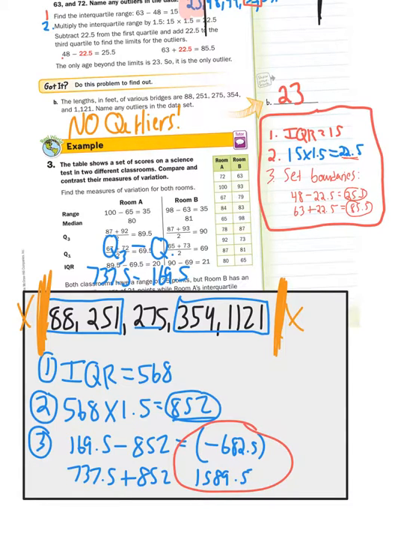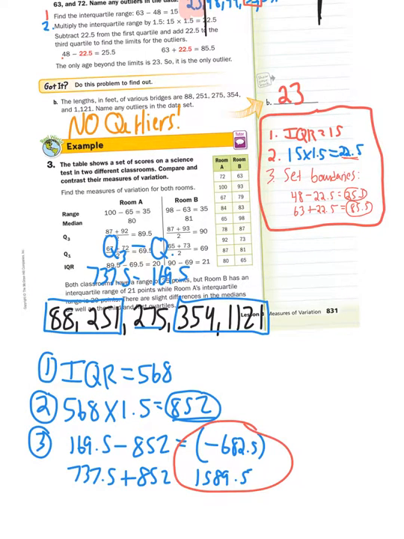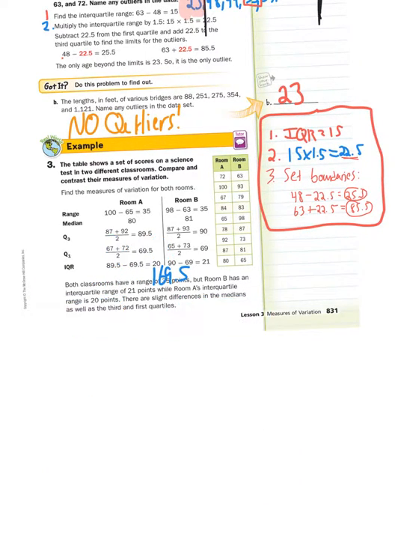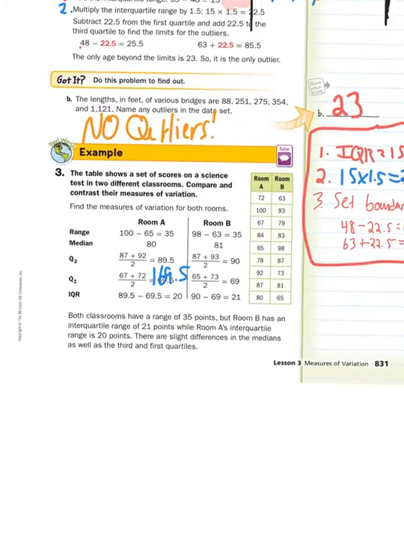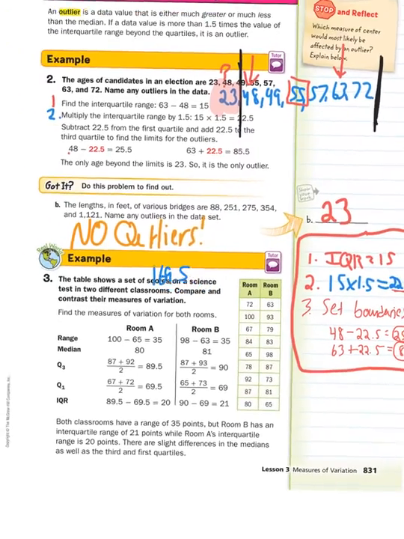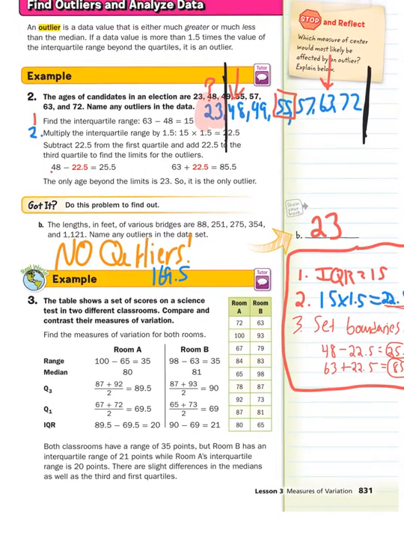All right, so let me get rid of some work so I can go down and do these next problems. Okay, now in example 3, it says the table shows a set of scores on a science test in 2 different classrooms. Compare and contrast their measures of variation. So let me show you what they did. This one's a pain, I get it.